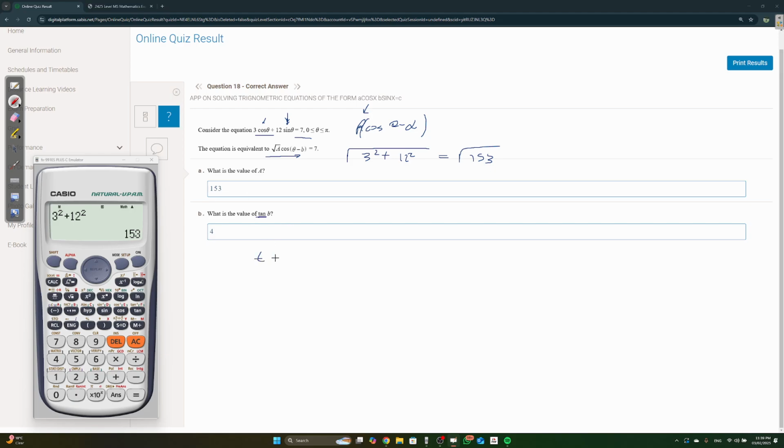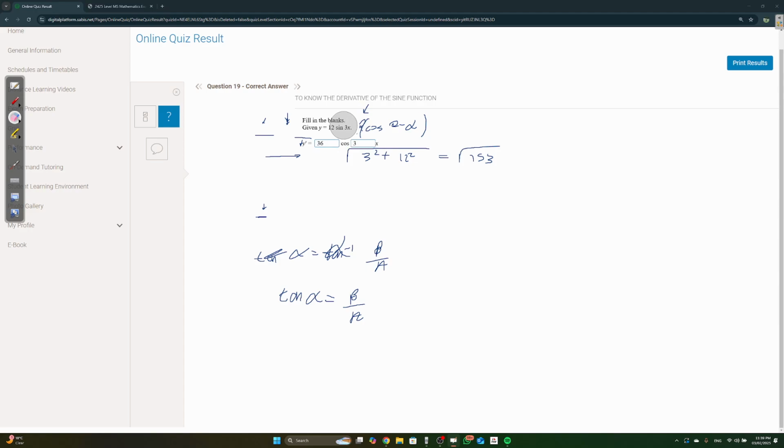What's tan alpha? I told you alpha is equal to shift tan of b over a, b being the coefficient of sine, a being the coefficient of cosine. If you want to know what tan alpha is equal to, just cancel the tan and take it to the left. Tan alpha is equal to b over a. So b over a is 12 divided by 3, which is 4. Very, very easy.